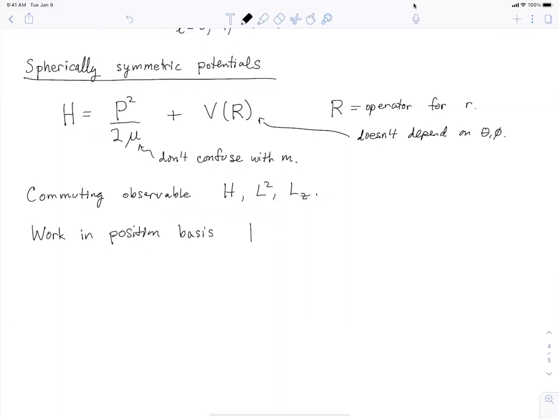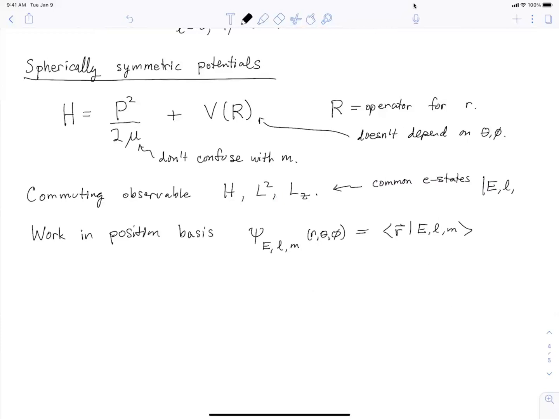Okay, where the kets are labeled by, or let me say, write the wave functions instead. The wave functions are labeled by energy, L, and M. Okay, and I can write that as the inner product of the position eigenstate ket with the state ELM. Okay, and the ELMs are the common eigenstates of these commuting observables. So E is the Hamiltonian, and L and M are the angular momentum eigenstate labels.